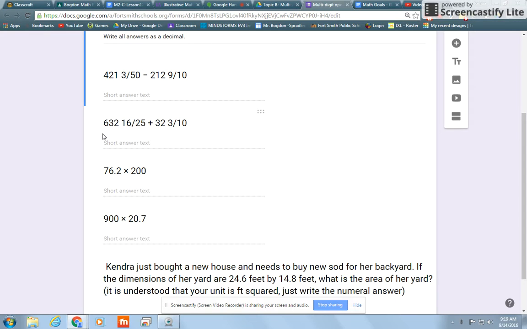All right, for the second question on the quiz, we have 632 and 16/25 plus 32 and 3/10. So we all have that written down?